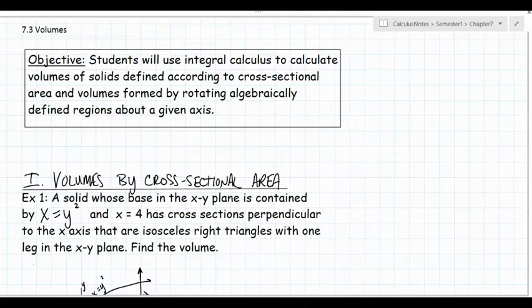Okay, so in section 7.3, we're going to look at two different types of solids and finding their volumes using calculus. One type of solid we're going to get by taking a shaded region and rotating it around an axis, like around the x-axis or around the y-axis, or maybe around some other axis. And then the other type of solid we're going to get by describing what its cross-sectional areas look like. And that's the first type that we'll look at here.